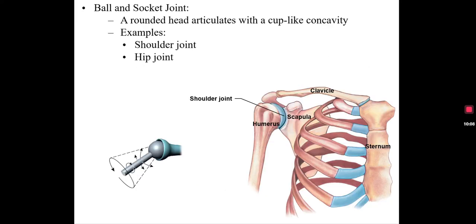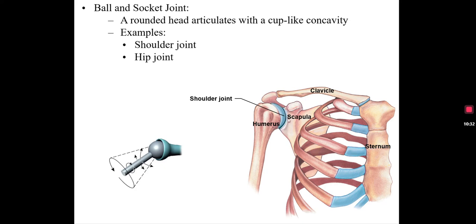Okay, the last one is an easy one. This is known as the ball and socket joint. We'll take a look at the shoulder joint as a great example and the femur. I have the picture here of the shoulder joint. So here the round head articulates with a cup. So we can see here, here's the head of the humerus, and that's going to articulate with the glenoid cavity or the glenoid fossa right there.